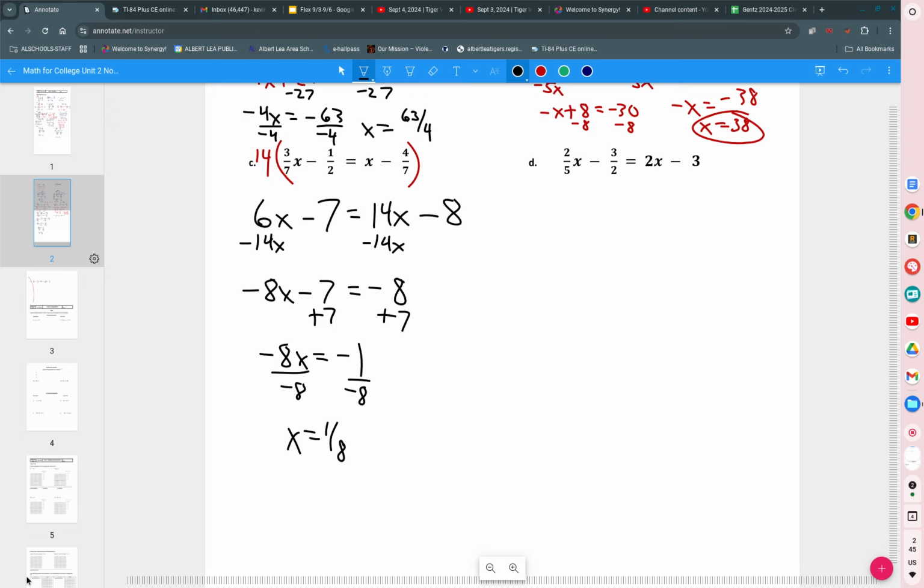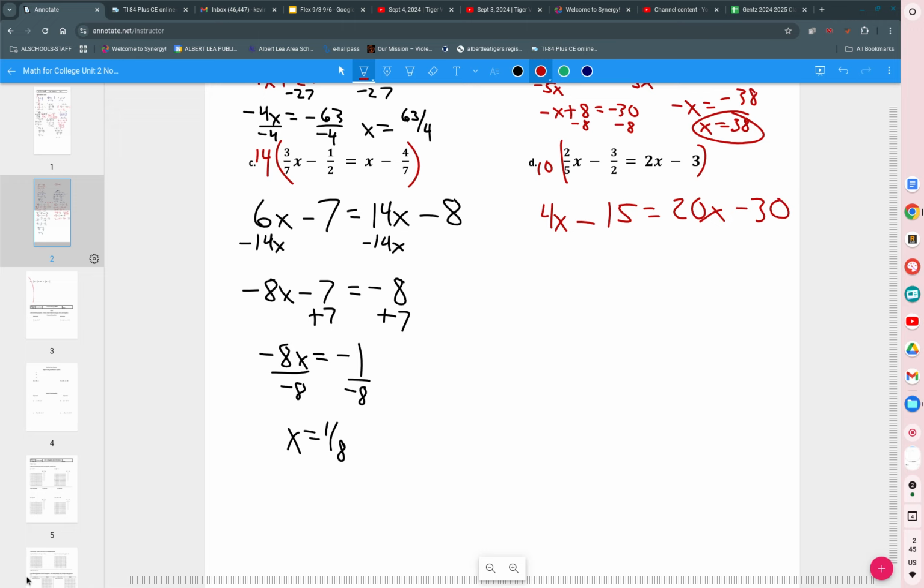Let's check to see what you got. What'd you multiply through by? 10 is the number. 10 divided by 5 is 2, times 2 is 4. 10 divided by 2 is 5, times 3 is 15. 10 times 2 is 20. 10 times 3 is 30.